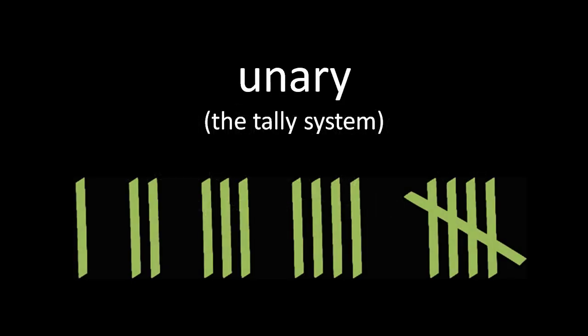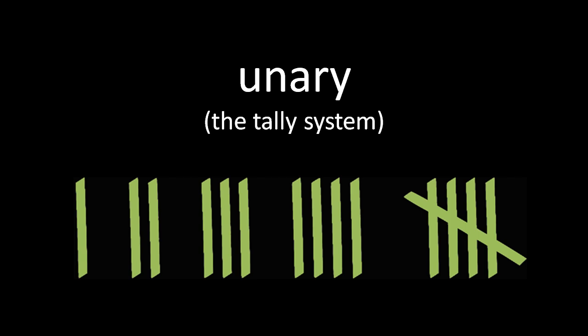Let's step back and consider the simplest way to express quantity, what's called the unary system, or more commonly, the tally system. In the tally system, you make a mark for each thing you're counting. So, for instance, to represent the quantity 1, you just make one mark. To represent the quantity 2, you make 2 marks, for 3 marks, make 3 marks, for 4, make 4 marks, and so on. By convention, we usually group the marks into groups of 5, such that every fifth mark is written diagonally through a group of 4.